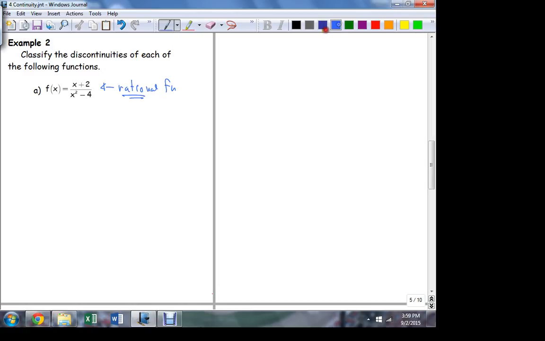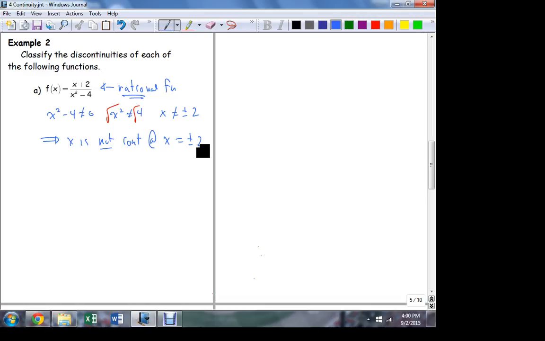2 and -2, right? The problem is we can't let x² - 4 end up being equal to 0. So for that to happen, that means we can't let x² be 4. And according to our square root law, there's two possible outcomes here. x can't be equal to ±2. So those are the points where the function is discontinuous. So that's easy to check. All I've got to do is look at the function. The denominator is the tip-off. Where does it go to 0? Two places. Now the question is, what kind of discontinuity would we find at these two locations?